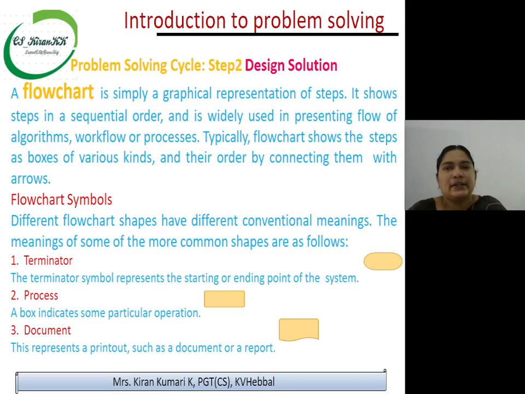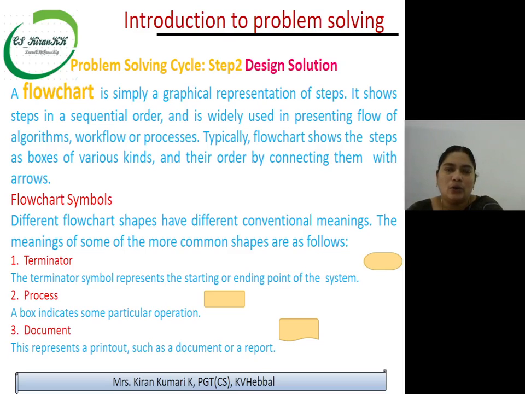Understood? Now let's come to the design solution continuation. That is, how do we represent it in a diagram? So a flow chart. What is a flow chart? It's a graphical, diagrammatic representation of these steps, as we discussed. What are the different symbols we use for representing an algorithm in a flow chart?